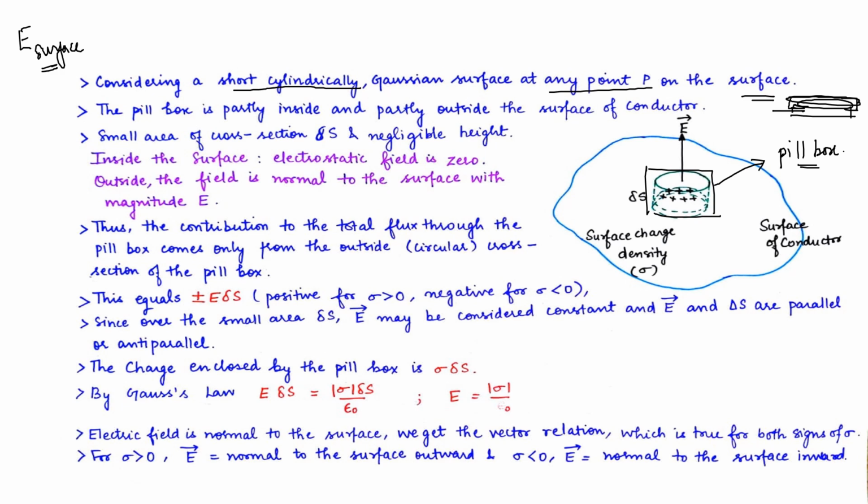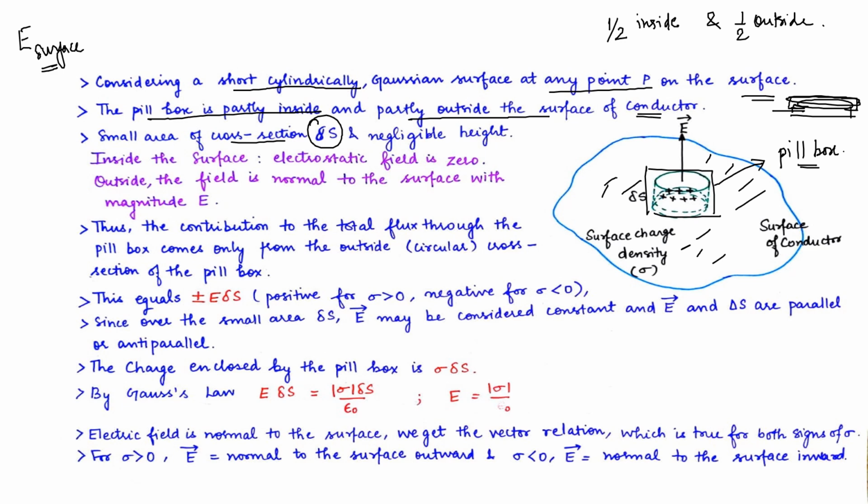Half of it is inside the surface of the conductor, and half is outside. The pill box is partly inside and partly outside the surface of the conductor. It has a small area of cross section del S and negligible height. This particular area is del S, but the height is extremely small.